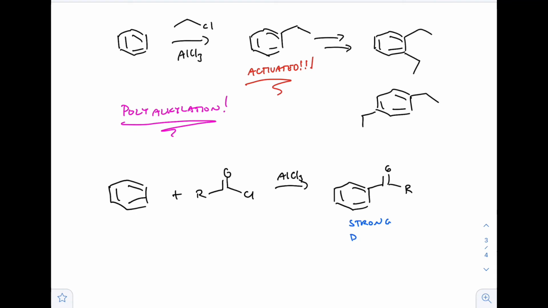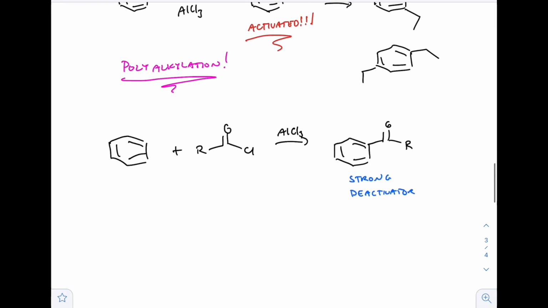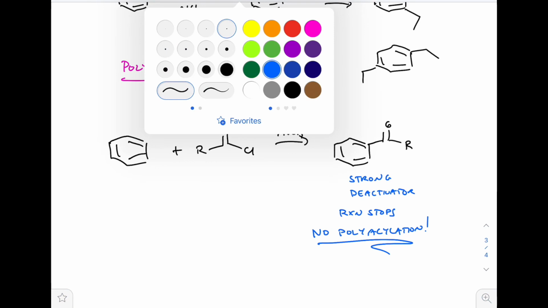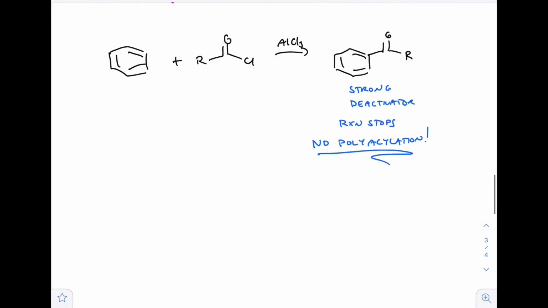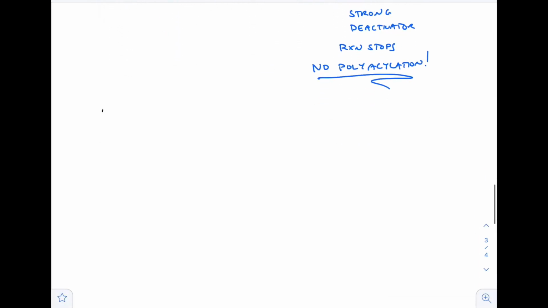And this, of course, is a strong deactivator, right? So basically the reaction is going to stop, and we can't do Friedel-Crafts anymore, right? So we don't get polyacylation. But then we also just have to keep in mind that we can't take this compound and do Friedel-Crafts alkylation either. So if we wanted a methyl group and an acyl group on there, we should probably consider doing it in the opposite order. All right, so that's pretty much it for the limitations on Friedel-Crafts.